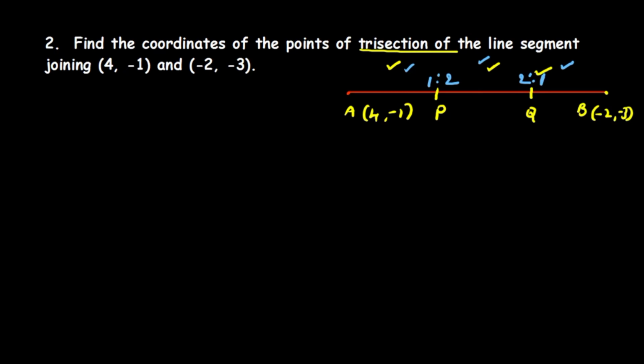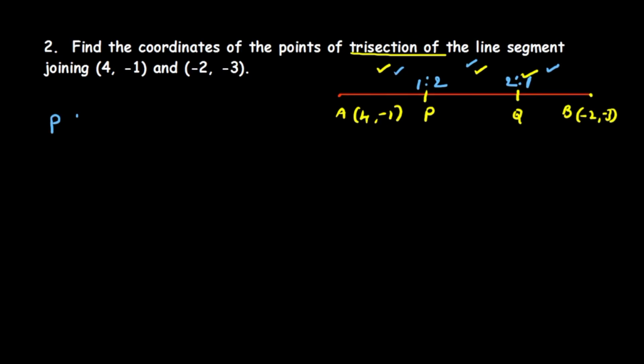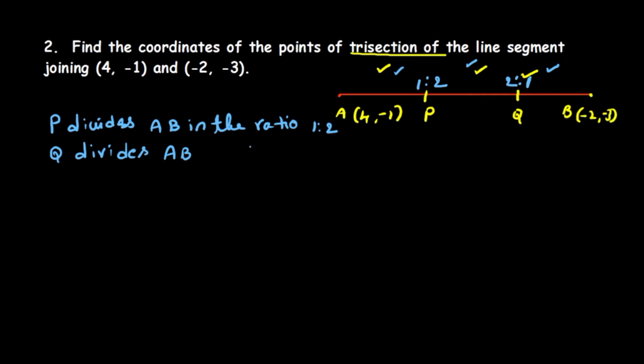So what are the 2 points given here? That is (4, -1) and (-2, -3). First of all we can find what P is. P divides AB in the ratio 1:2. Similarly, Q divides AB in the ratio 2:1. So we should find what P is here.